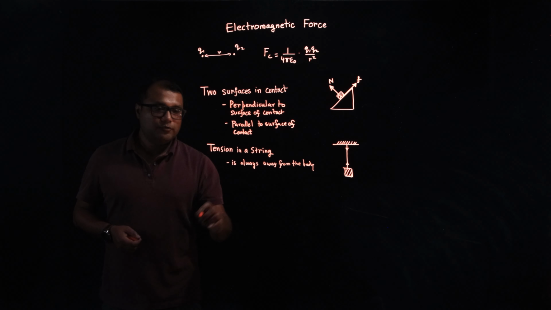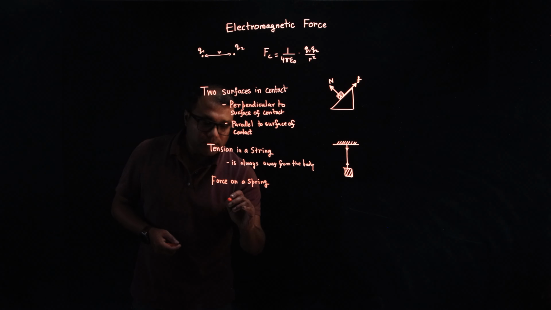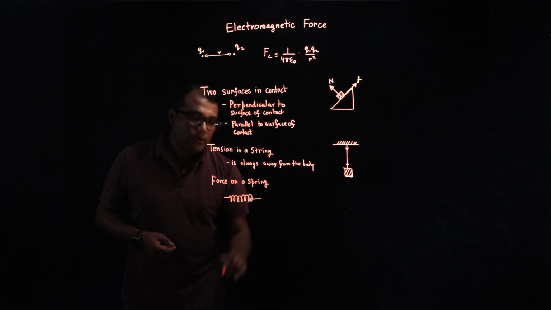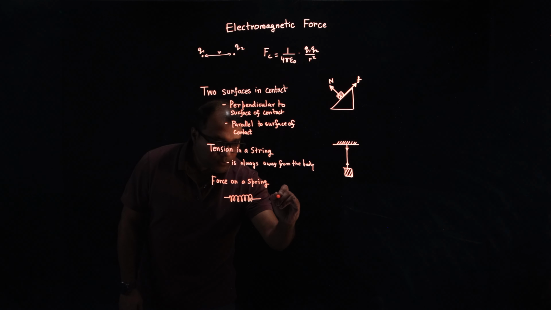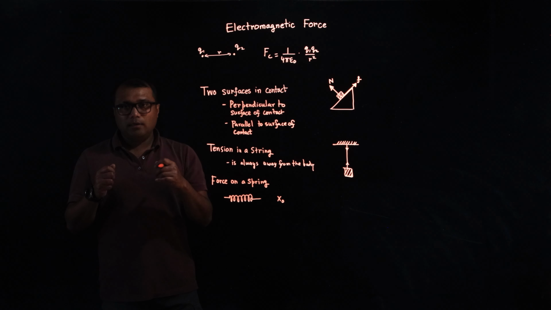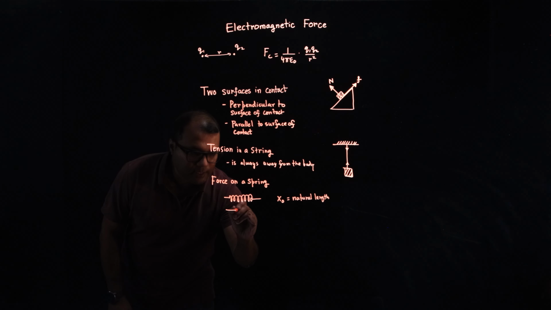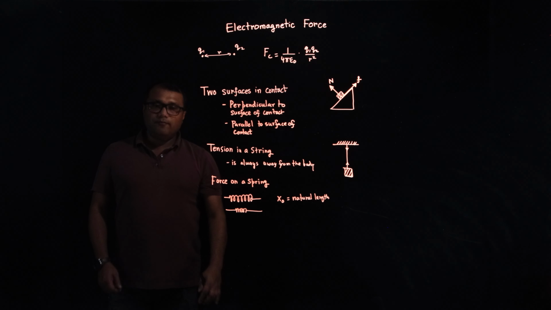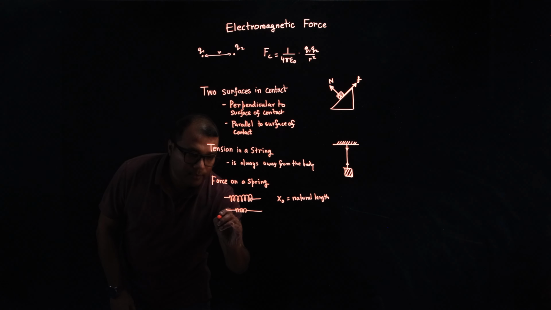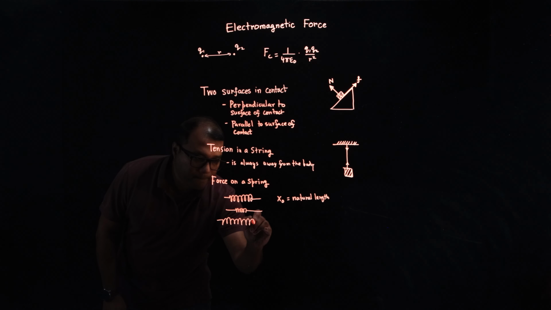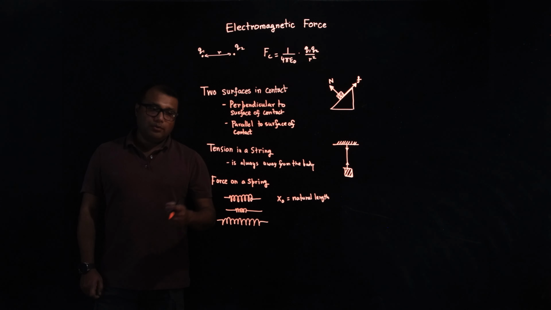Another example of electromagnetic force will be force on a spring. So let's say there is a spring which has no forces acting in the horizontal direction, then the length of the spring under no compression or extension is called the natural length. Now, as soon as the spring is compressed, there will be a force that will push the bodies that are trying to compress it. Similarly, as soon as this is extended, there will be a force that will try to pull the bodies that are trying to extend the spring.